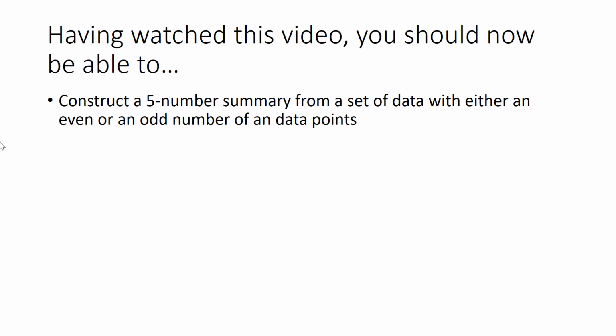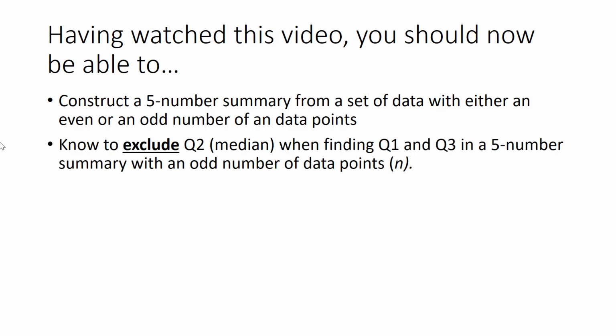So now that you've watched this video, you should be able to construct a 5-number summary from a set of data with either an even or an odd number of data points. And again, you should know and remember to exclude Q2, or the median, when you're finding Q1 and Q3 in a 5-number summary with an odd number of data points.